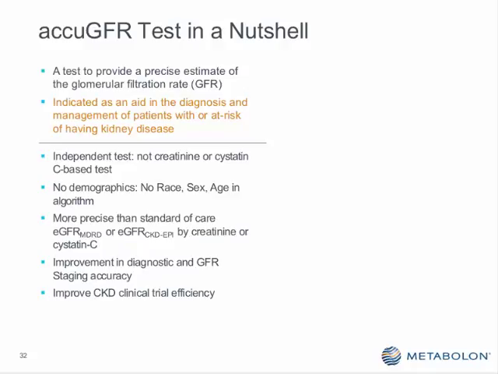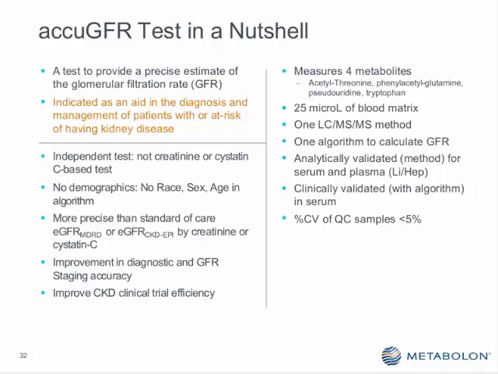Now, we see an improvement in diagnostic and GFR staging accuracy, and also an improvement in CKD clinical trial efficiency with our accuGFR test as compared to the eGFR. So what does accuGFR measure? It is 4 metabolites: acetylthreonine, phenylacetylglutamine, pseudouridine, and tryptophan.